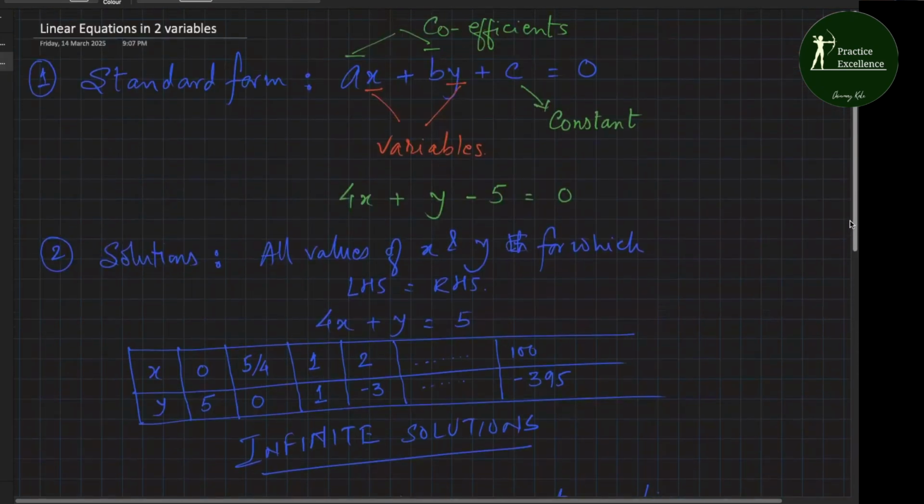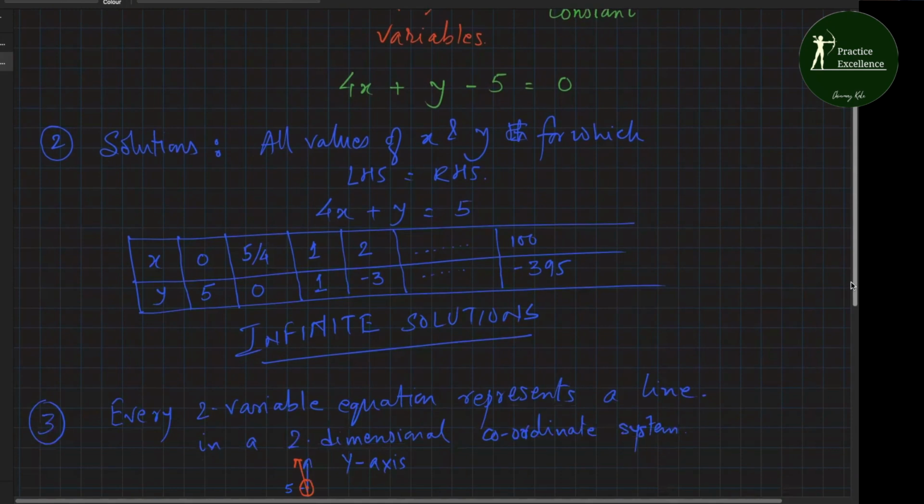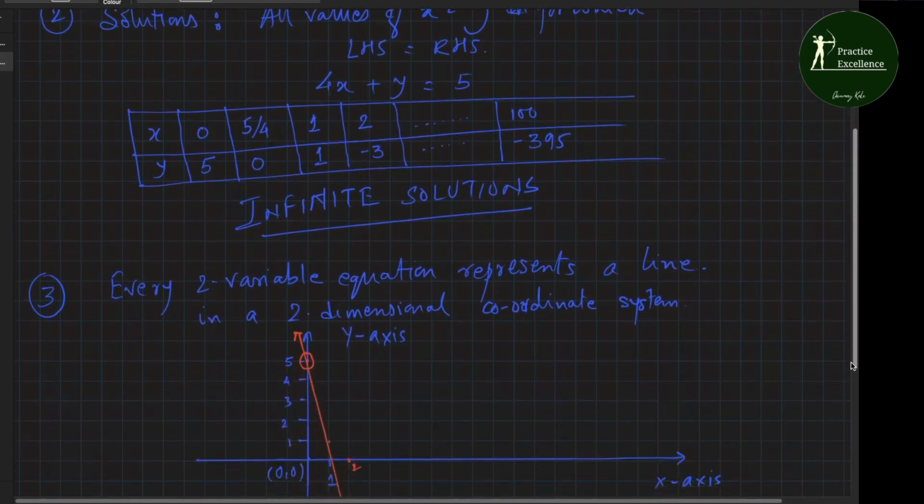So let us quickly recap. What are the 3 main points? The standard form of a linear equation in 2 variables is ax plus by plus c equals 0, which is this. And then the second important point is that a linear equation in 2 variables has infinite solutions. You can have any value of x and you are going to get a corresponding value of y and vice versa.